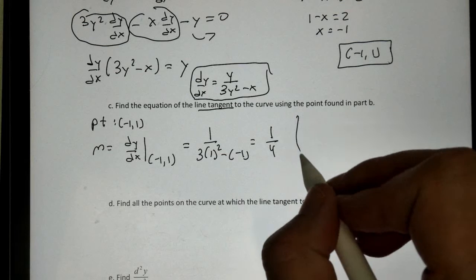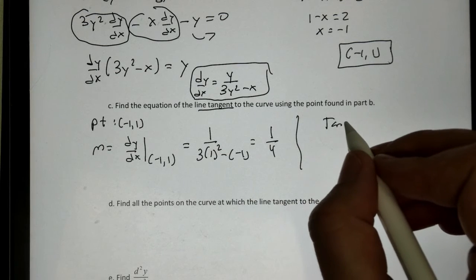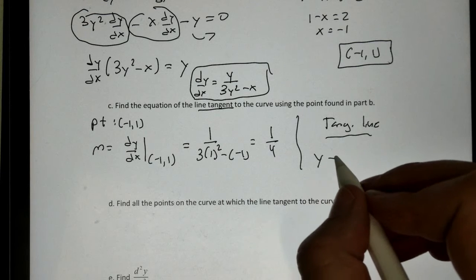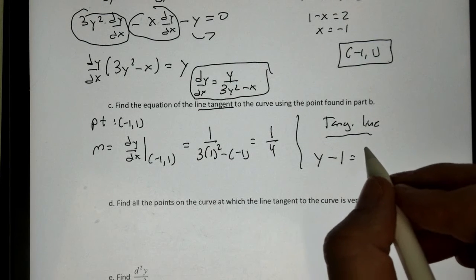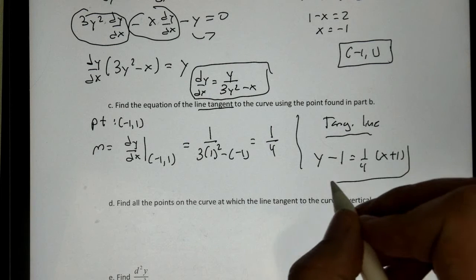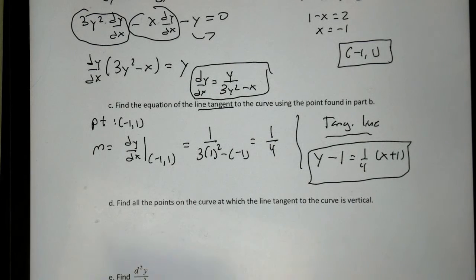To get your tangent line, we would take y minus 1 equals our slope, 1/4, times x plus 1. And there is our tangent line. It's so easy. So easy. You guys can do this. This is easy stuff. Good job. Now, part D. This is where it gets a little bit tricky.